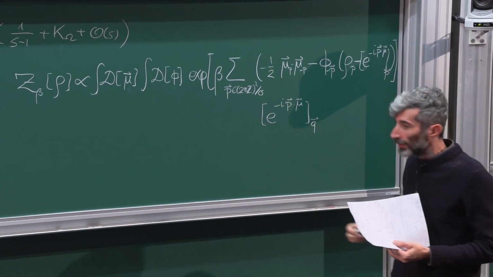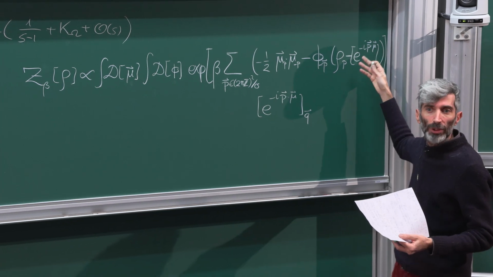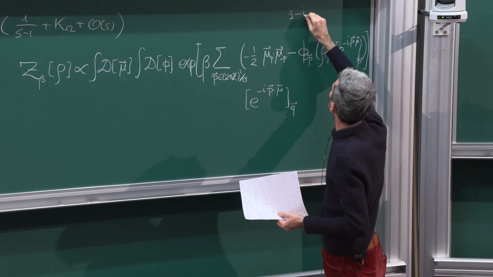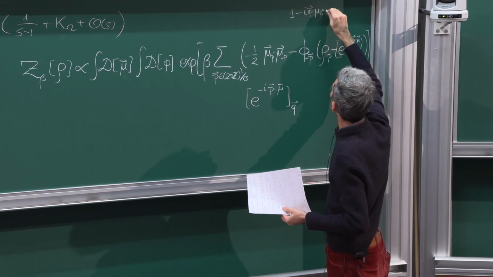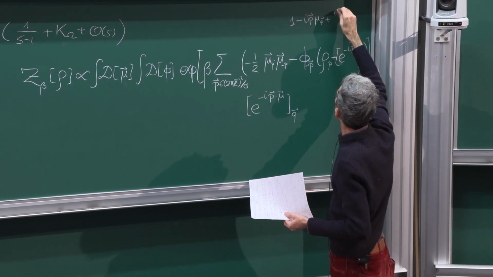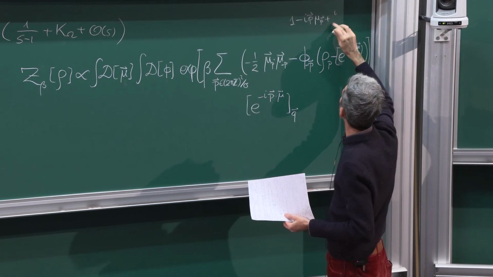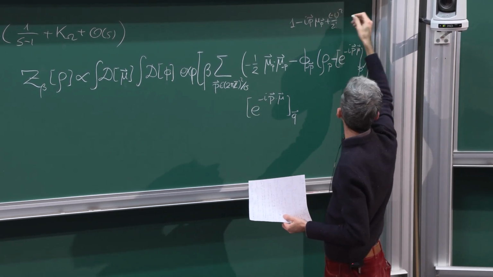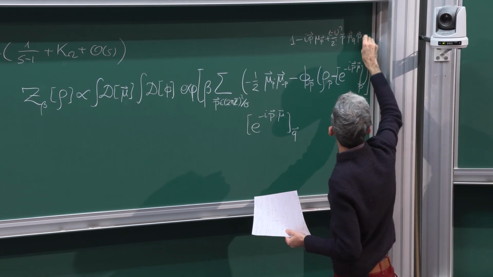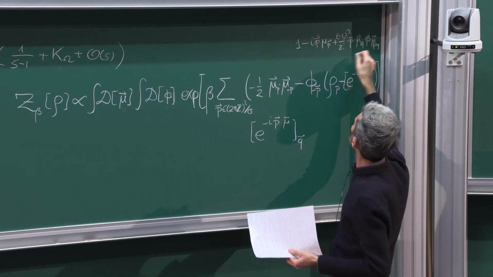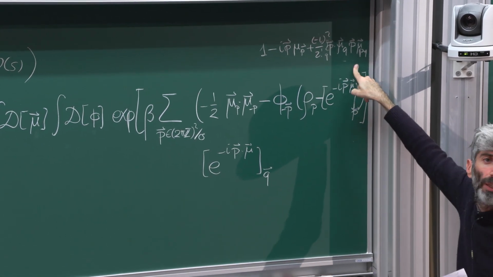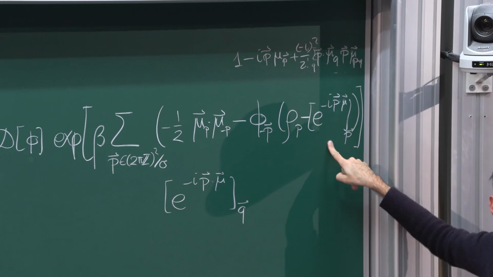Well, if you write it in terms of an expansion, this is 1 minus i p mu p plus, well, minus i squared over 2 factorial, that's more clear. p dot mu q, p dot mu p minus q, and so on and so forth, sum over q. So it's something that if you write it in Taylor series, it's quite clear.